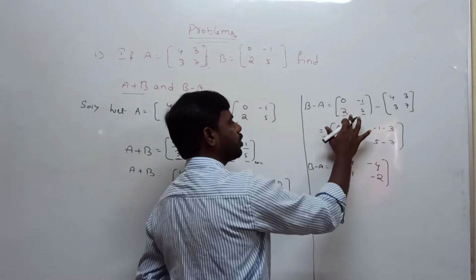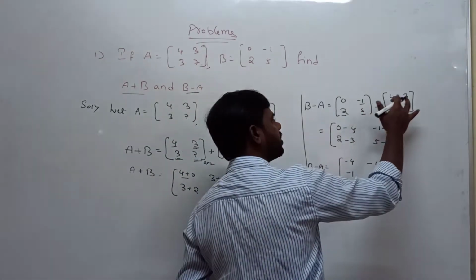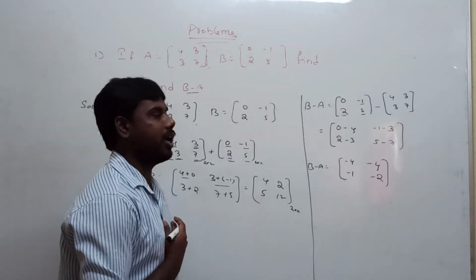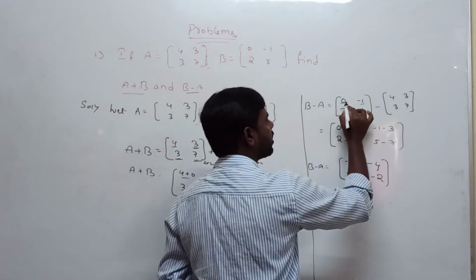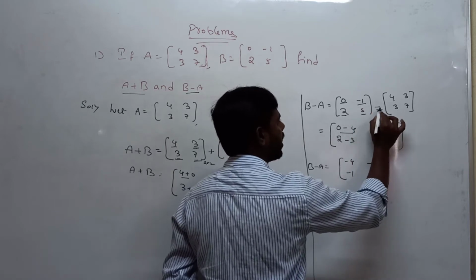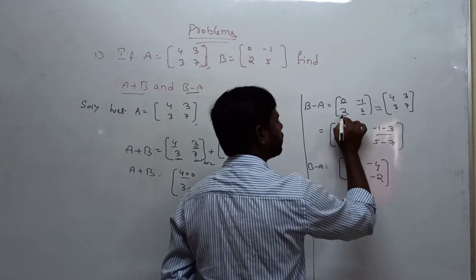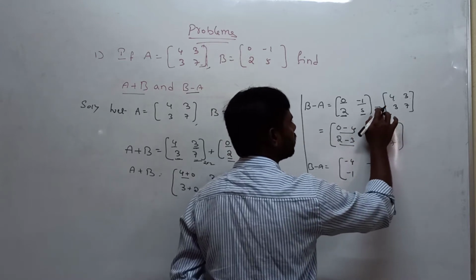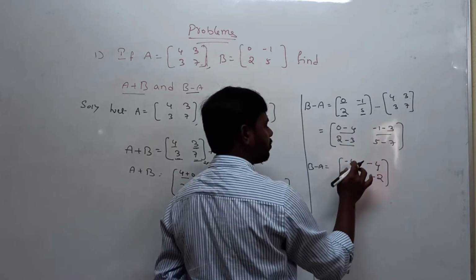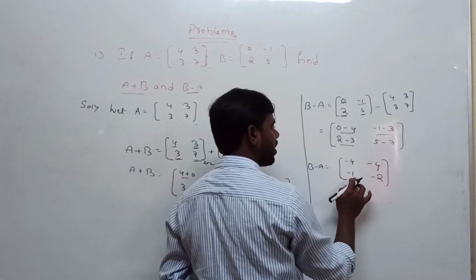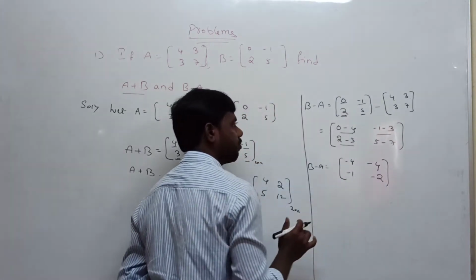For B minus A, first substitute the B matrix, with the negative symbol related to the A matrix. We are also subtracting the corresponding elements: first element minus first element, second minus second, third minus third, fourth minus fourth. 0 minus 4 is minus 4, minus 1 minus 3 is minus 4, 2 minus 3 is minus 1, 5 minus 7 is minus 2.